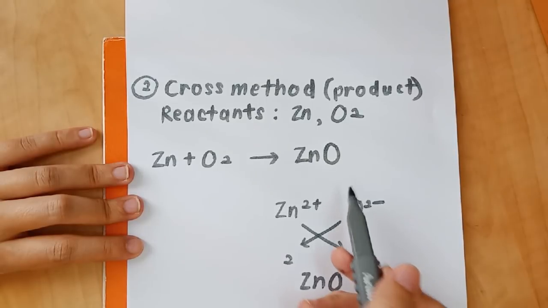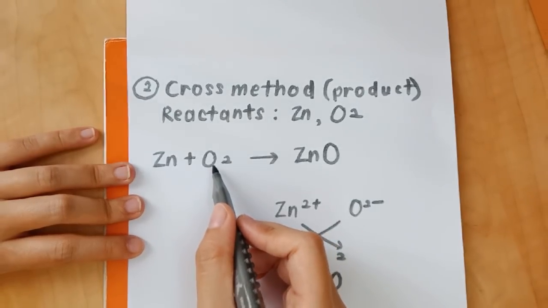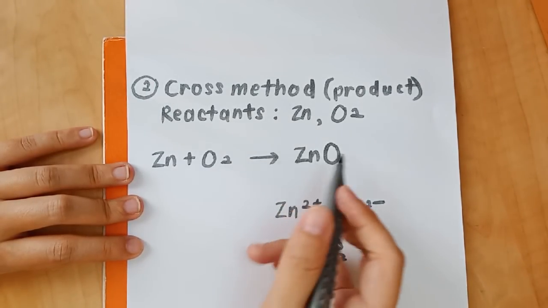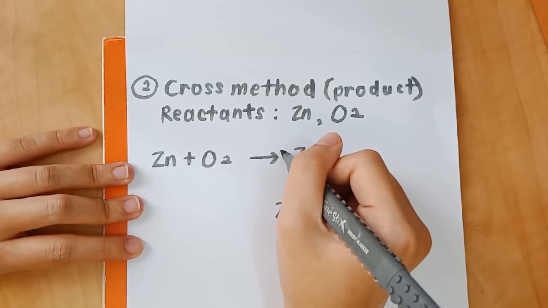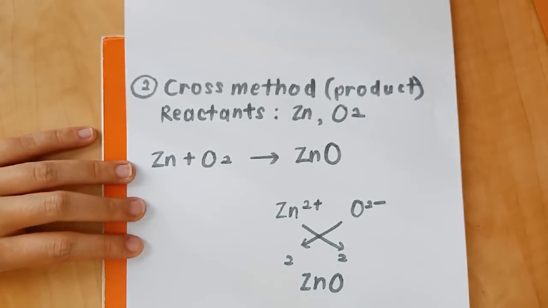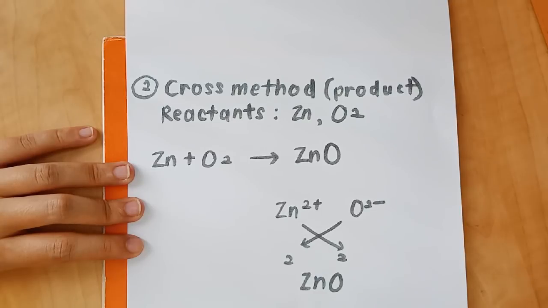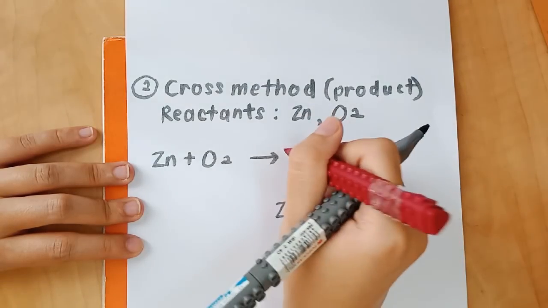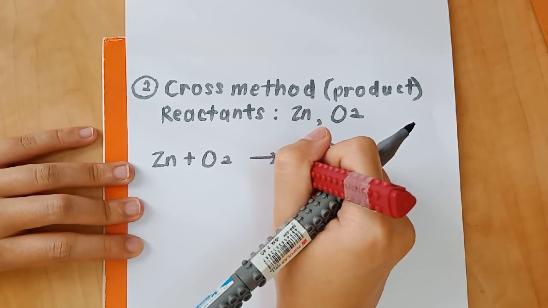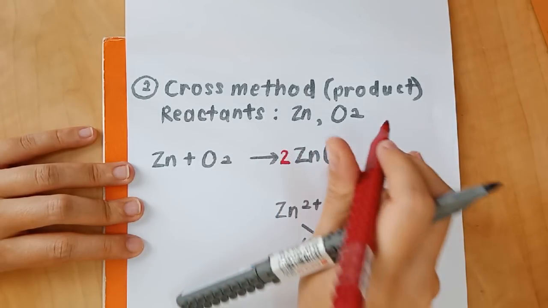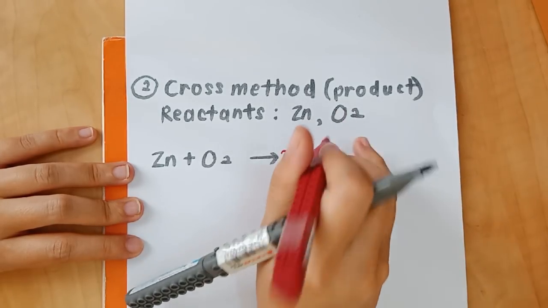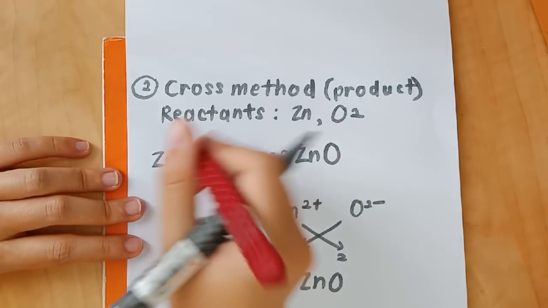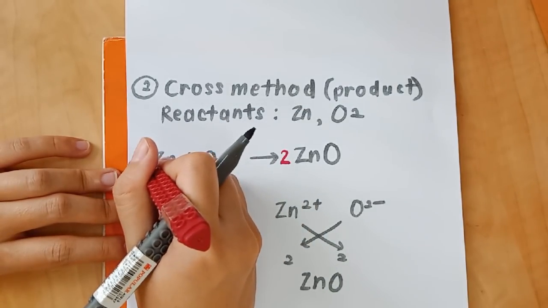And now that you have determined the product, you just need to make sure that the amount of elements on both sides of the arrows are the same. Before and after the arrow, zinc must have the same amount, O2 must have the same amount as well. So as you can see, there's only one oxygen after the arrow, but there are 2 before the arrow. So that is why we have to multiply by 2.